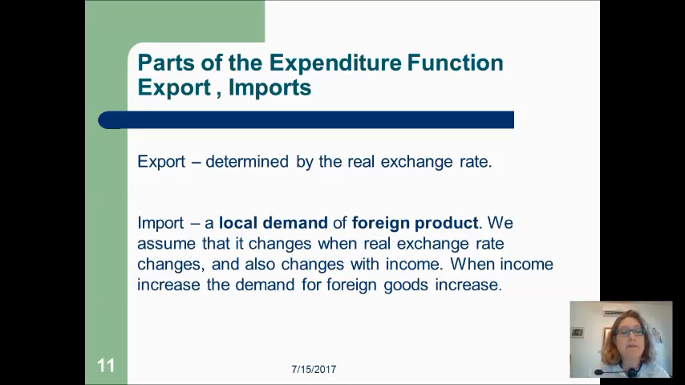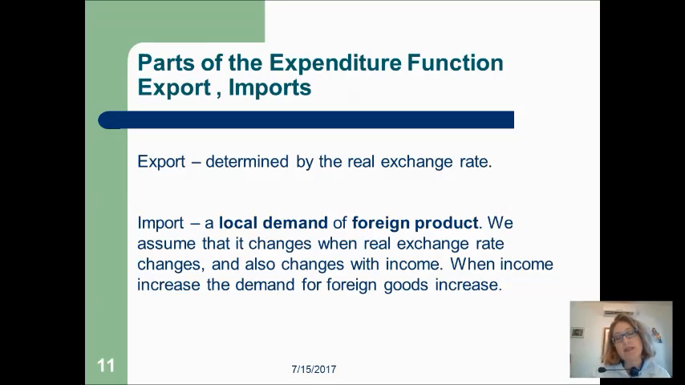The next part of the expenditure function is exports and imports. Exports are actually determined by the real exchange rate. So when the prices of goods abroad relative to the prices here are going up, then exports will increase. Imports are actually determined by two things. It's the local demand for foreign products. We assume that it changes when the real exchange rate changes, and it also changes with income, right? Because when income goes up, the demand for foreign goods increases.